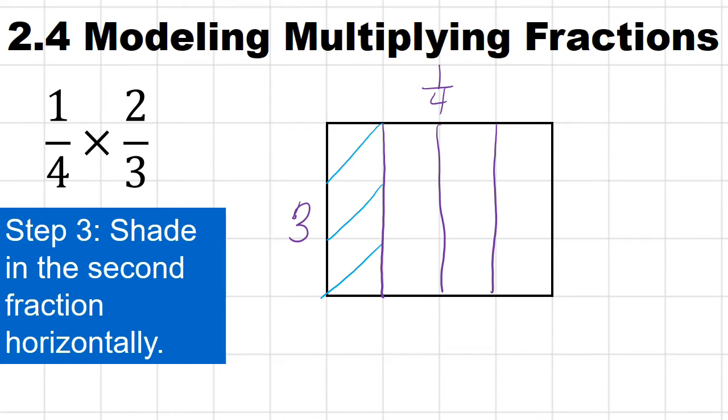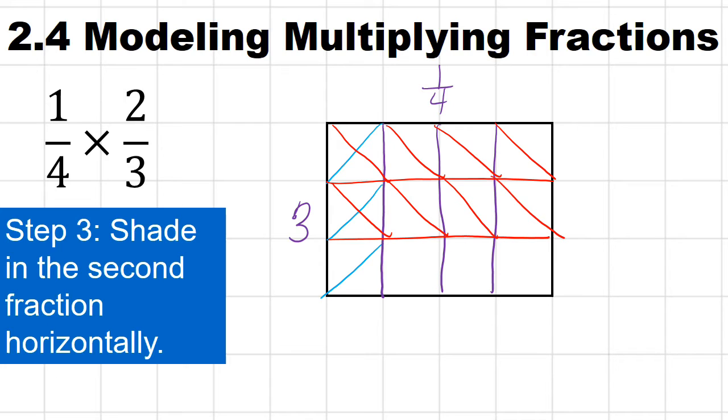Now we need to shade in 2/3. And so the way this will look, let's pick a different color, let's pick red, is now we're going to shade in 2/3 horizontally. So in order to do that, we're going to shade in 1/3 and then 2/3. And we're going to label that side is going to be 2/3. And so here we have successfully modeled 1/4 and we've modeled 2/3.